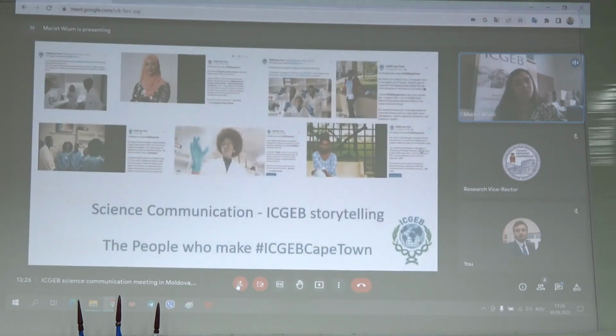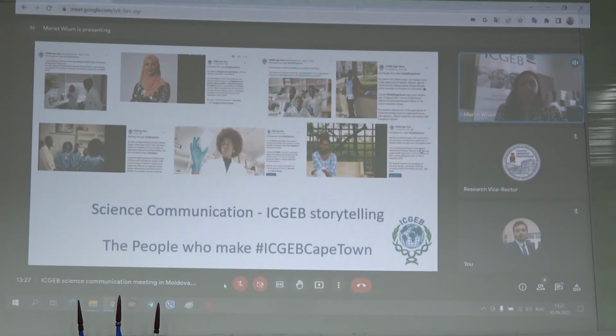The second example of a science communication initiative we started in ICGEB Cape Town is basically storytelling. We sat together about 2 years ago and we thought, how do we tell the stories about our scientists and our researchers that contribute to the work of ICGEB? How do we tell the public about it in a simple, engaging way?